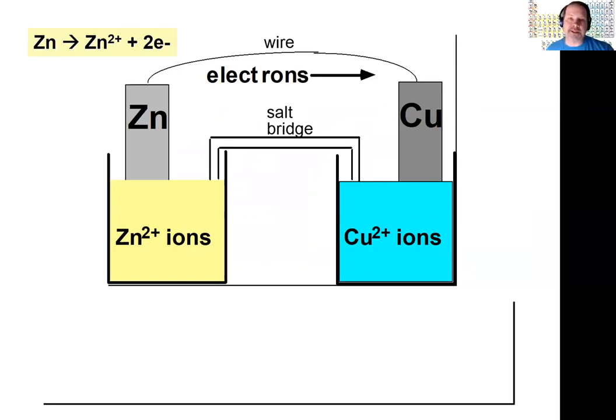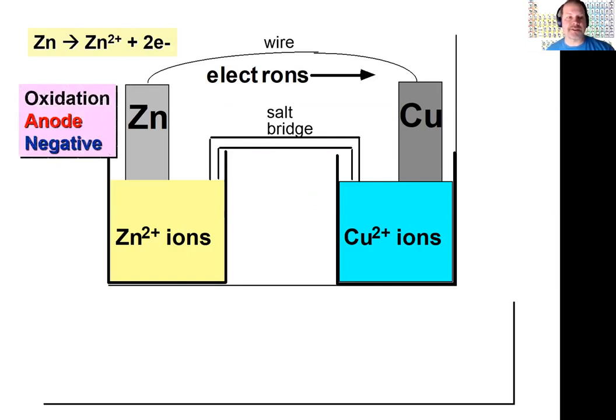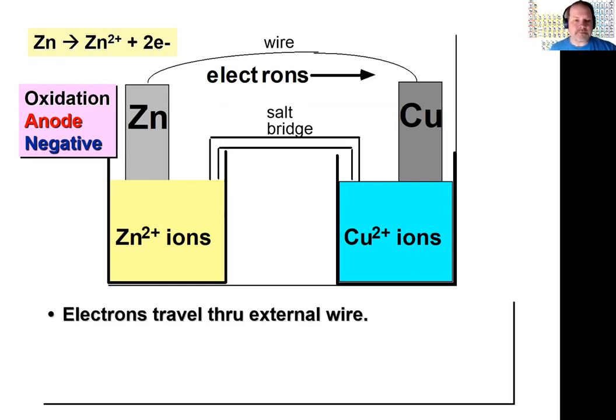In fact, in this particular example, zinc is going to give off 2 electrons to convert into zinc ions, which are the chemical species that exist in aqueous solution. This is called oxidation, and this process will take place at a piece of metal called an anode. And this is given the negative charge in our system, just arbitrarily given that.